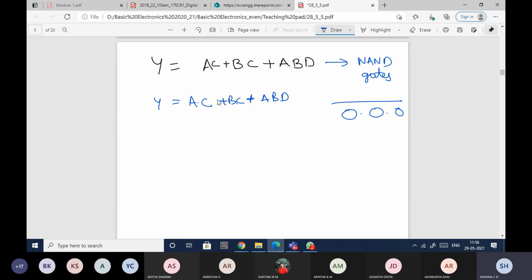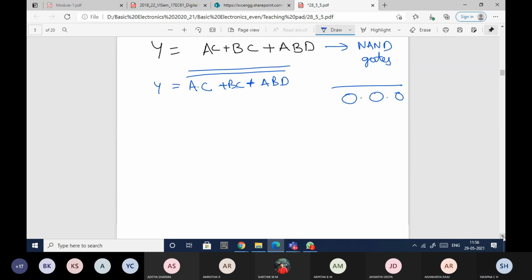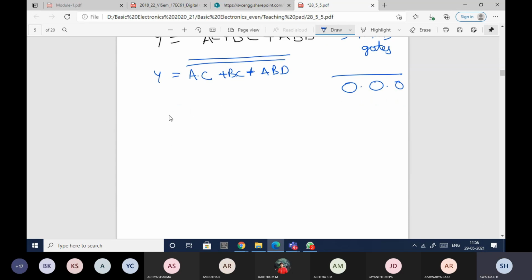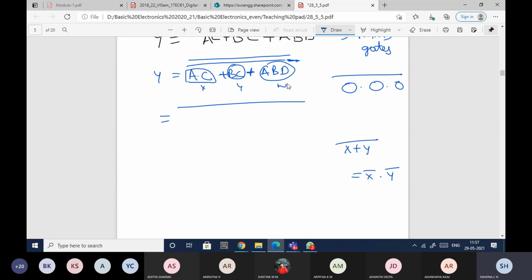So that is the reason I'll take the double complement. I cannot take a single complement because it will change the meaning. When you take the double complement, using the second complement I'll expand it. The upper complement I'll keep as it is, and here it is in the form of X plus Y bar. X plus Y bar is nothing but X bar into Y bar. So AC I'll take as X, BC as Y, and ABD as W. So it will be X plus Y plus W form, giving X bar dot Y bar dot W bar.